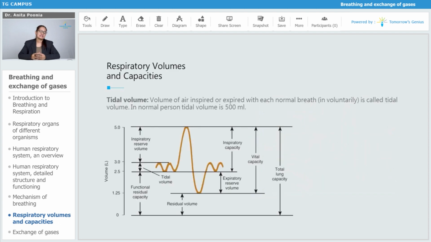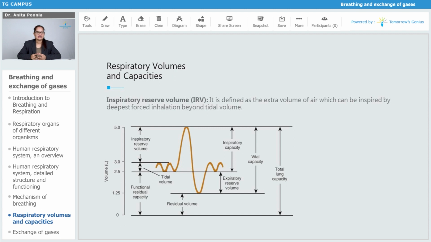Now, understanding the tidal volume first. The tidal volume is the volume of the air that is inspired or expired with each normal breath, that's involuntarily. That's called the tidal volume. In a normal person, tidal volume is like 500 ml.